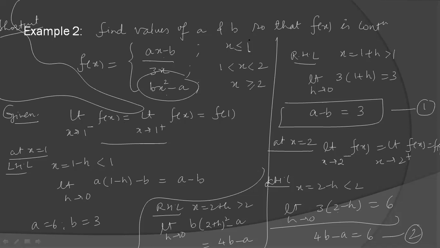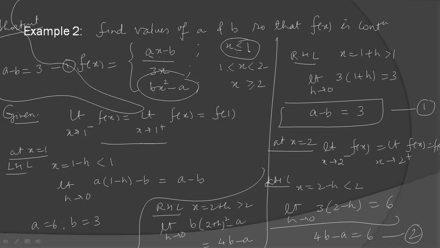So at x equal to 1, we will get the left hand limit and the value of the function at x equal to 1 from here. So put x equal to 1 here, that gives a minus b, and put x equal to 1 here also, because we will get the right hand limit from here. Put it here also because the function is continuous. So the first equation is this.